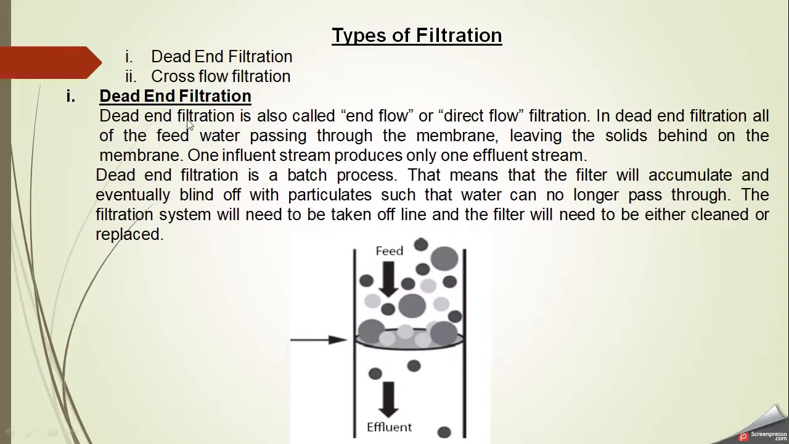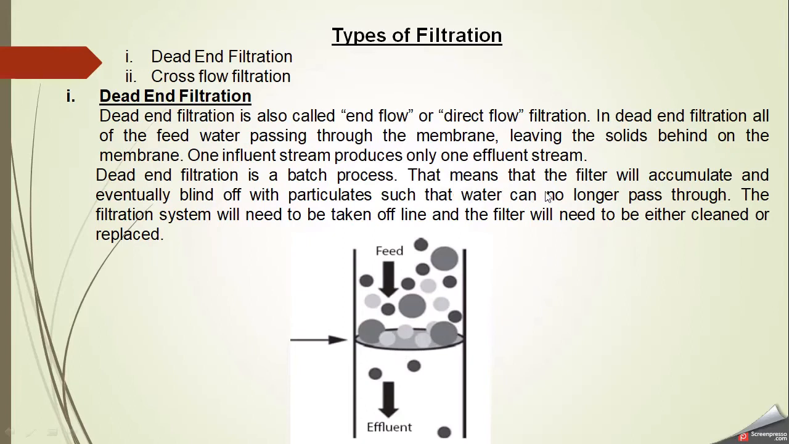Dead end filtration is also called end flow or direct flow. This diagram shows the process: we have a membrane and there is only one stream, which is the influent stream. When it passes through this membrane, we get only one stream of effluent, and all the impurities will be stopped on this membrane. So this is dead end filtration, and this is a batch process because after some time this membrane will be choked and we have to replace or wash this membrane.